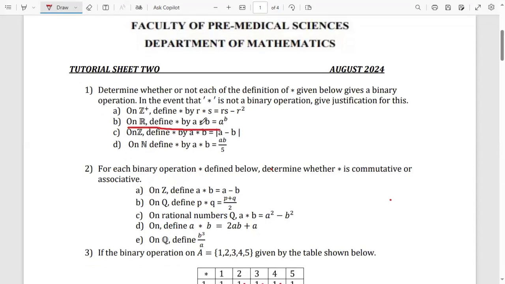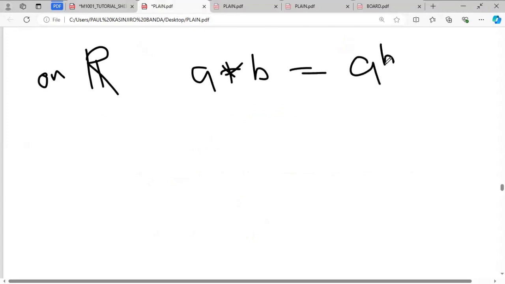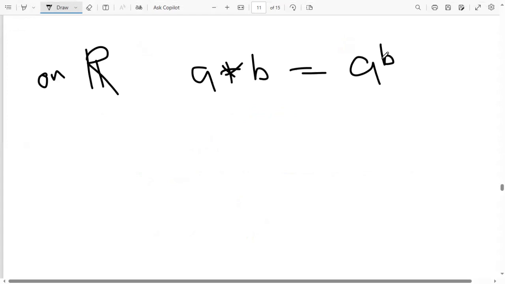Okay, so is this guy here a binary operation? The answer there is no. Why? Let me show it here. We are on the set of all real numbers, and we are given A star B equals A to the power B. So is this answer always a real number? The answer is no. It can be a complex number.